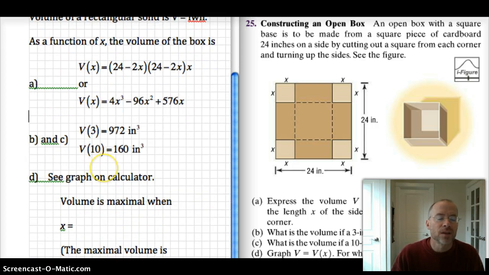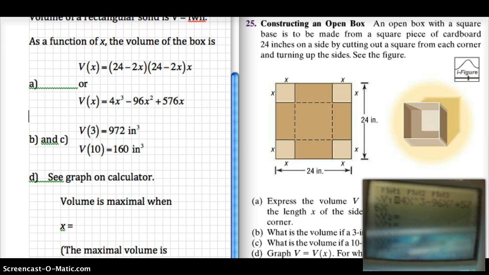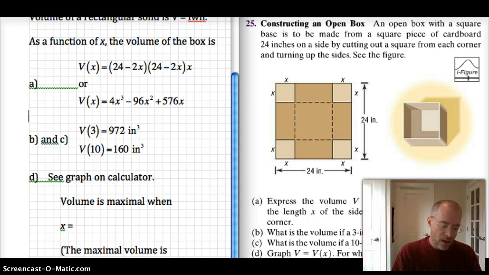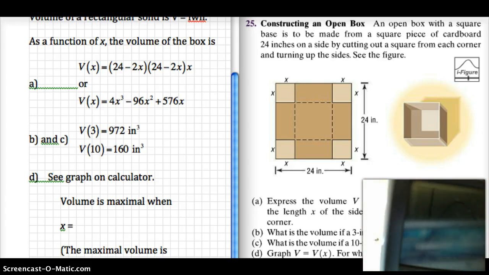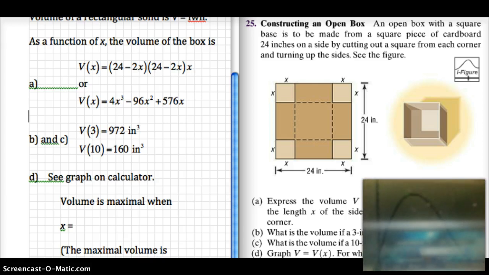I'm supposed to graph this on my calculator. All right, so I'm going to my calculator, and you can probably see what I have on my Y screen here: 4x cubed minus 96x squared plus 576x. And when I graph that, I have to mess around with the window a little bit to get a picture like this that looks like a complete graph. You sort of see that?